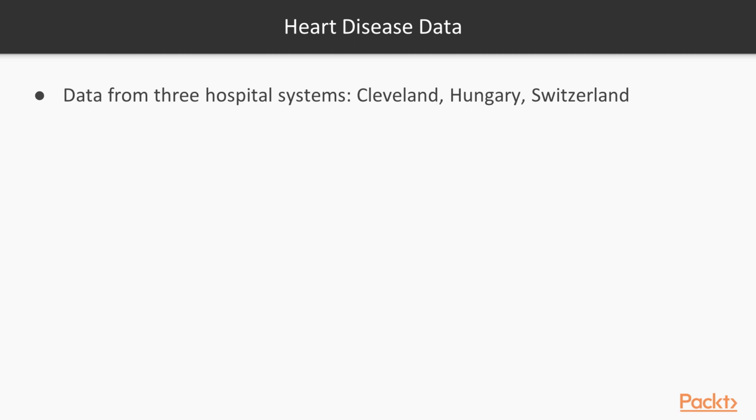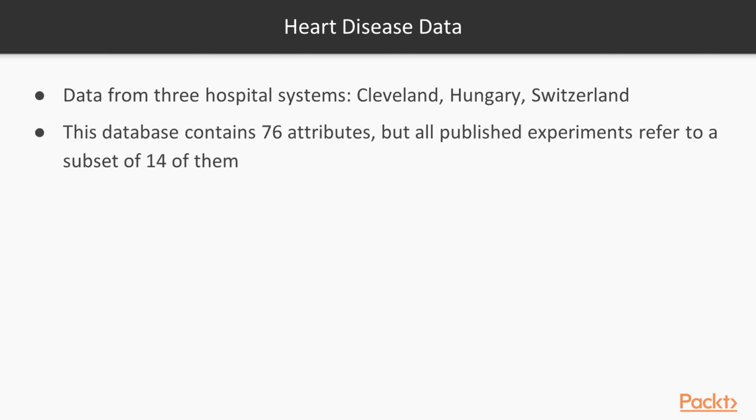So, heart disease data is collected from three hospital systems: from Cleveland, from Hungary, and from Switzerland. This database contains 76 attributes, but all published experiments refer to using a subset of 14 of them. And that is what we are going to do as well. We are going to use just 14 attributes, meaning 14 features.